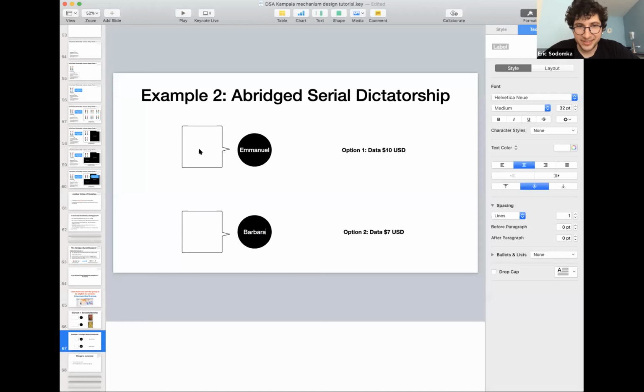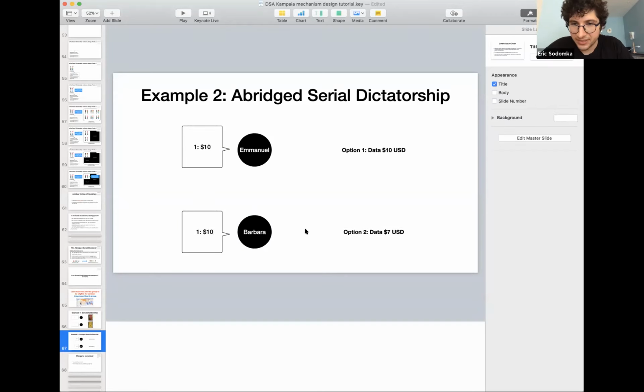Okay, so we have Barbara submitted her preferences. Emmanuel, can you submit your preferences? Okay, so remember they only got to choose a list of length 1. Emmanuel said he preferred option 1, which was $10. Barbara said she preferred option 1, which is $10 in data.